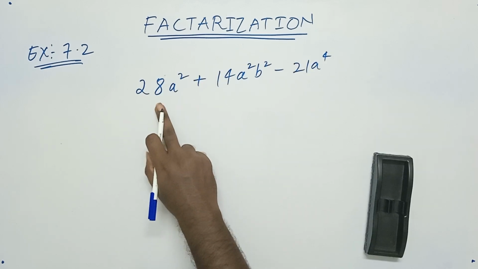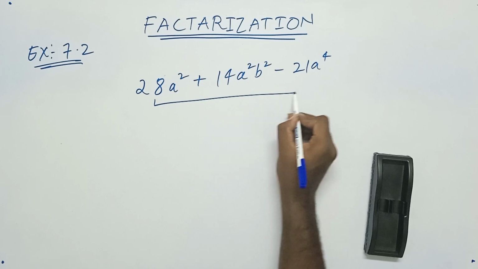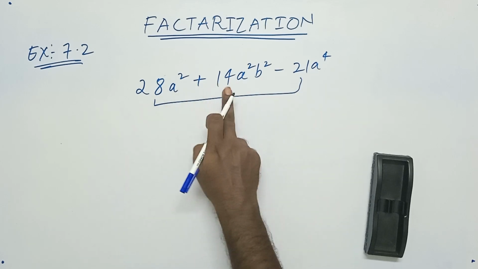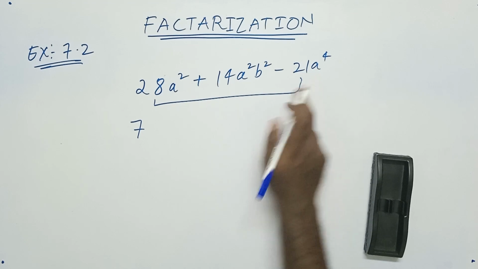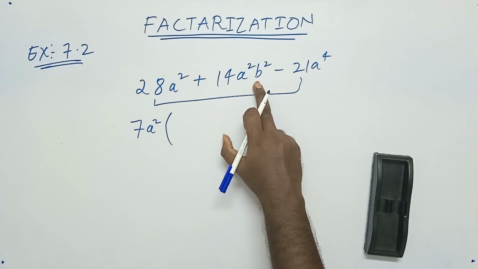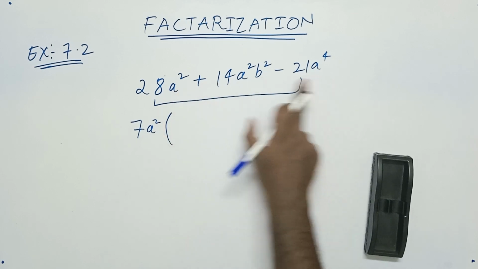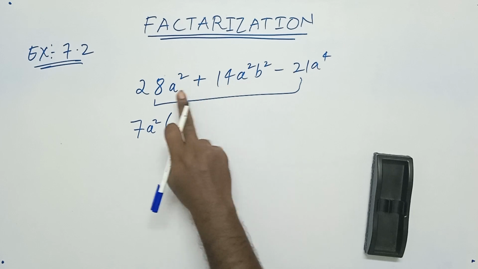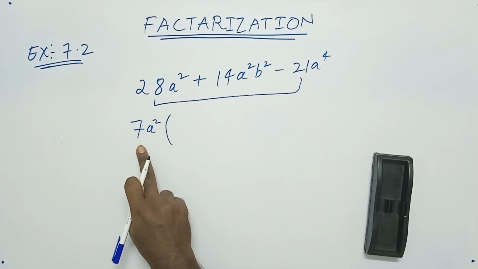Our next problem is 28a square plus 14a square b square minus 21a power 4. Now we are going to find the factors of this expression. 28, 14, 21: what is their HCF? 7 is their HCF, right? a square, a power 4: a square is the HCF. We have got the common factor. See here, we have b square, but only this term contains b square. No other term contains b square, so there is no way to compare it for the HCF. So our HCF now is 7a square. Now we divide the whole expression by the obtained 7a square.